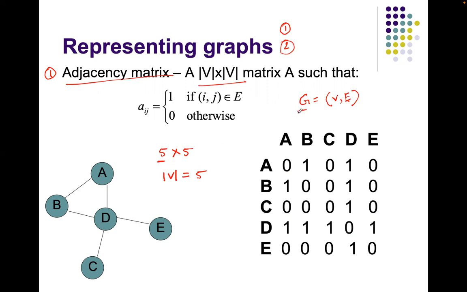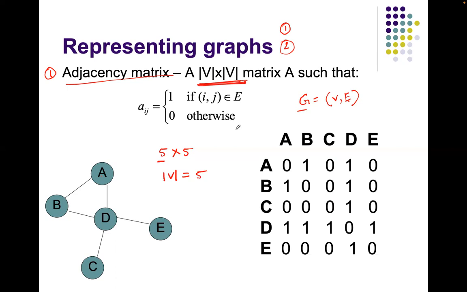We're going to represent this graph as a 5 times 5 matrix, size of vertex times size of vertex. That means it's a square matrix. The number of rows and the number of columns are going to be the same, and they are going to be the size of the vertex set, or the number of nodes.